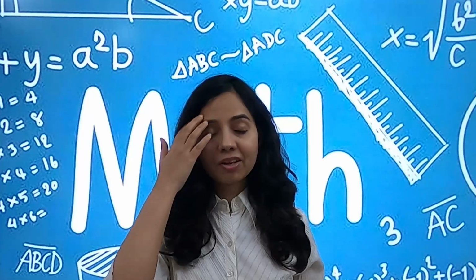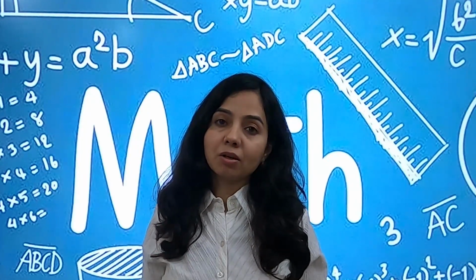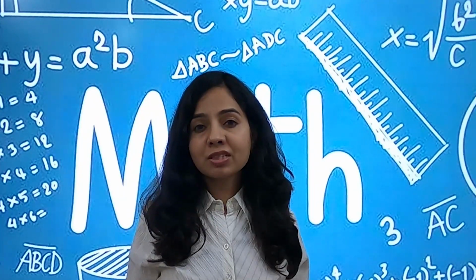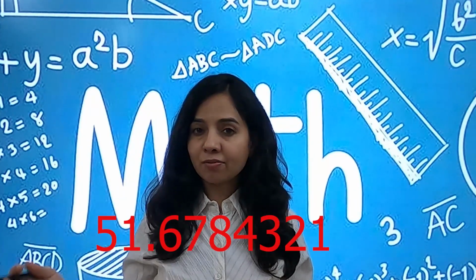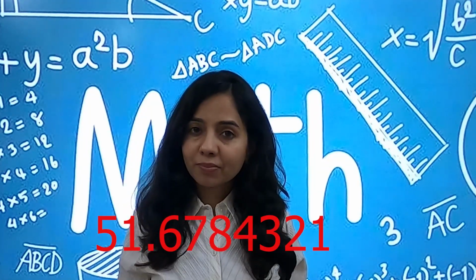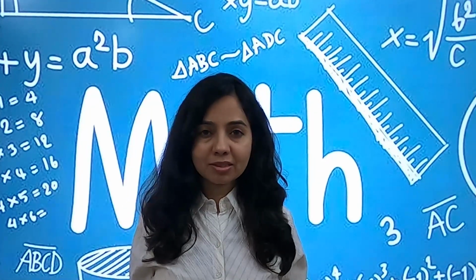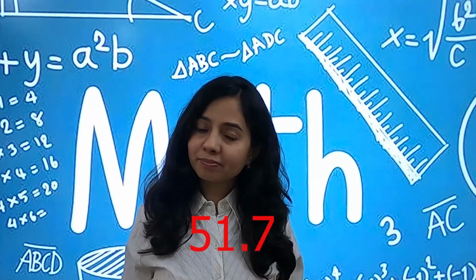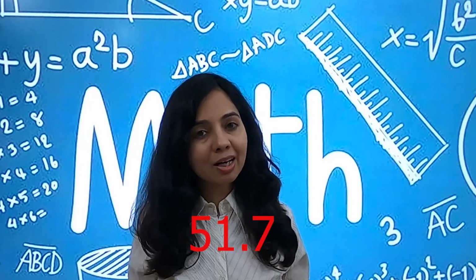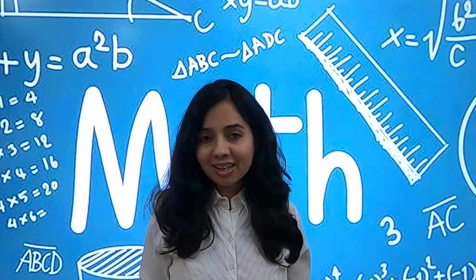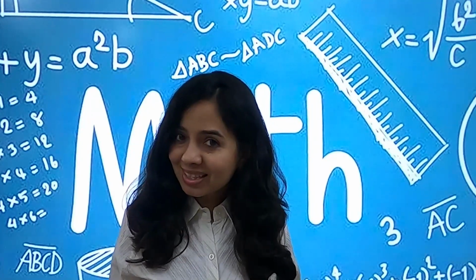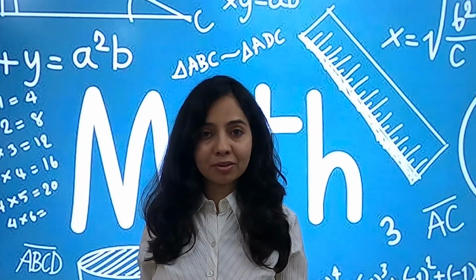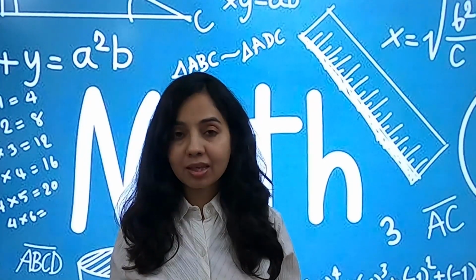For example, if I go and weigh myself on a very sophisticated weighing machine that says that your weight is 51.6784321, I don't need all those numbers, nor will I be able to remember. 51.7 will give me a good idea of where my weight is going so that I can keep a check on it. Yes? So here, when we don't need a precise number, this rounding off really helps.